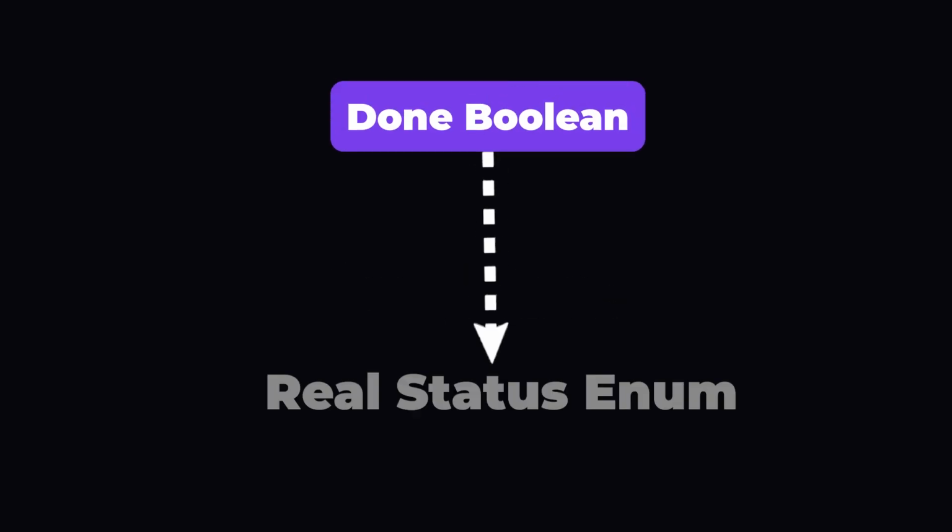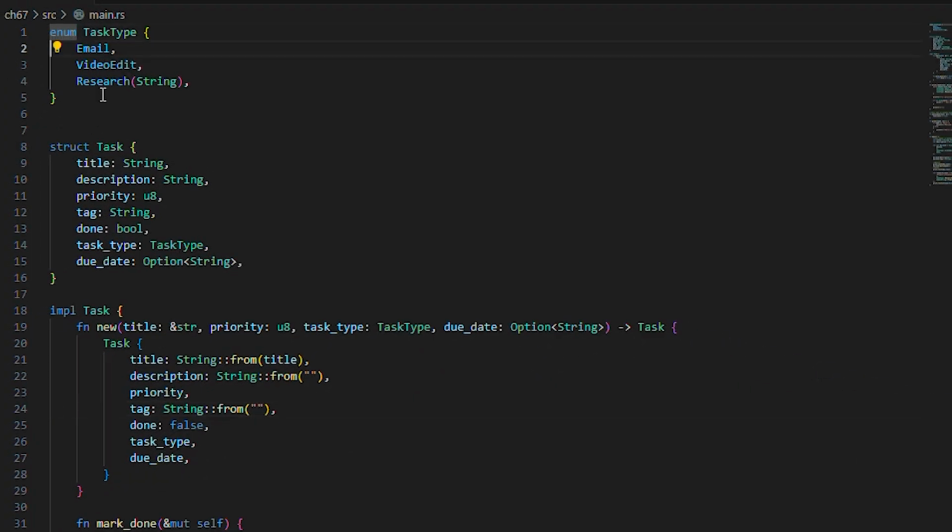Hey, so last time I promised we'd ditch the done boolean for a real status enum. Let's do it now, fast and clean. So we're just going to copy this right here. We're going to call it pub enum Status.